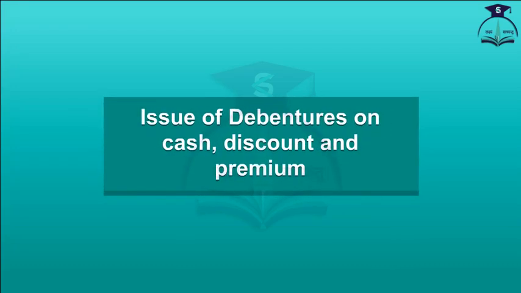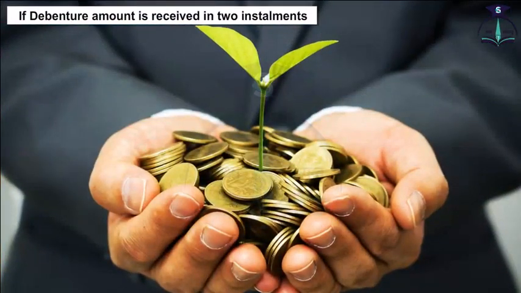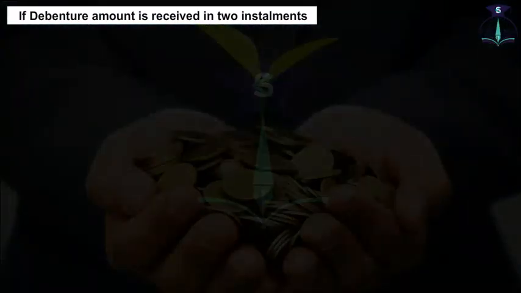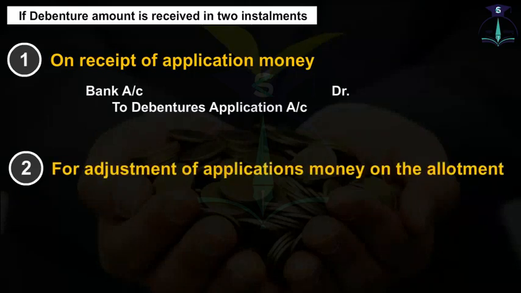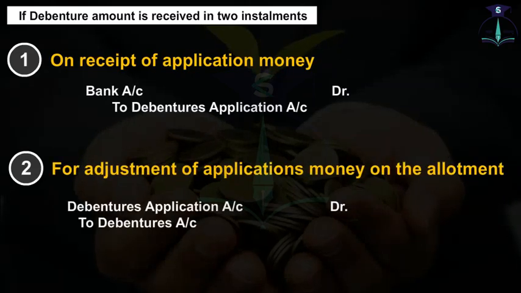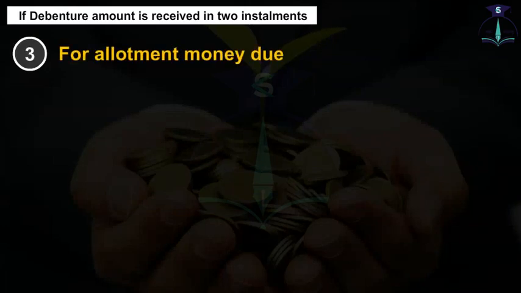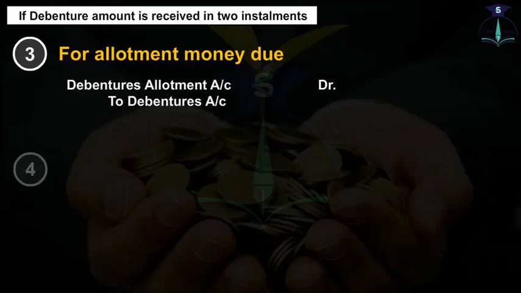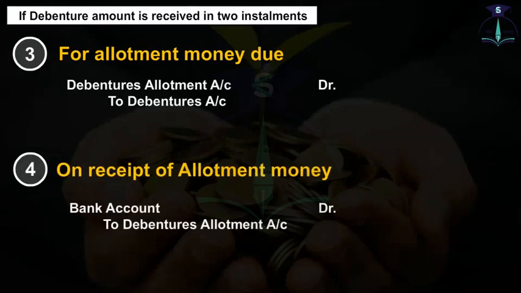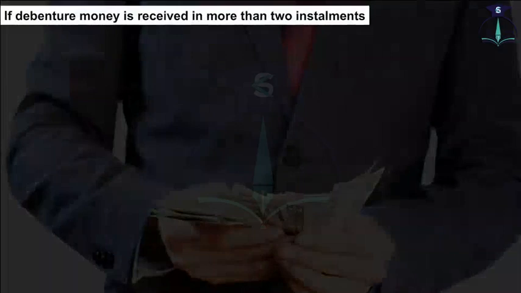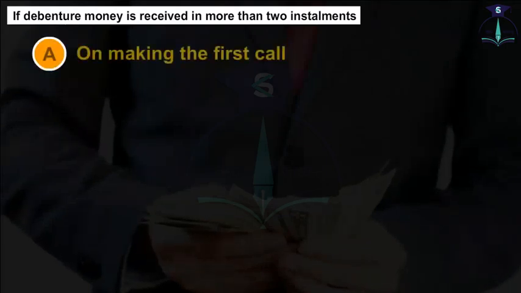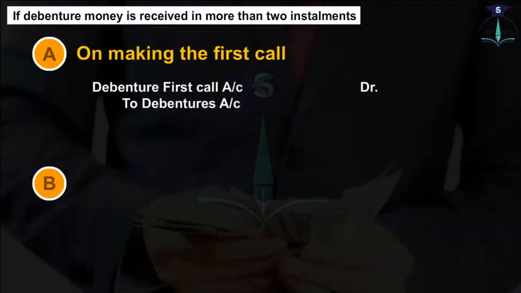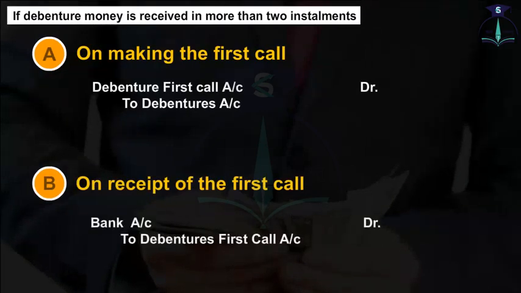Issue of debentures for cash, at discount and premium. If the debenture amount is received in two installments: 1. On receipt of application money. 2. For adjustment of application money on allotment. 3. For allotment money due. 4. On receipt of allotment money. If debenture money is received in more than two installments: A. On making the first call. B. On receipt of the first call.